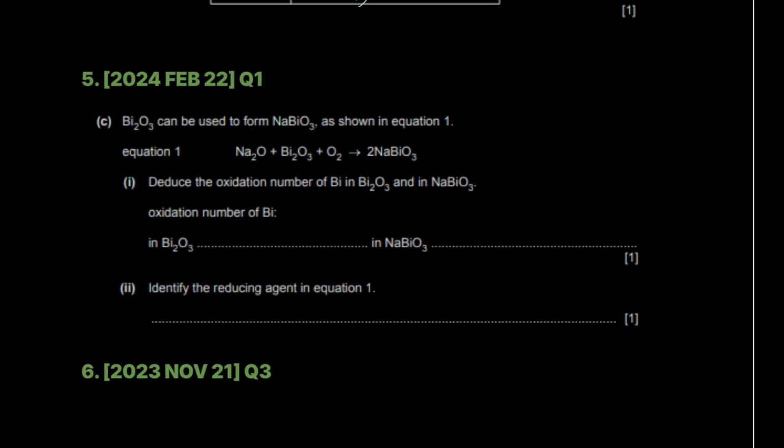The last question for the 2024 theory set. Okay, last question. Bi2O3, this is basically bismuth oxide, can be used to form sodium bismuthate, as shown in equation 1. Deduce the oxidation number of Bi in Bi2O3 and in NaBiO3.